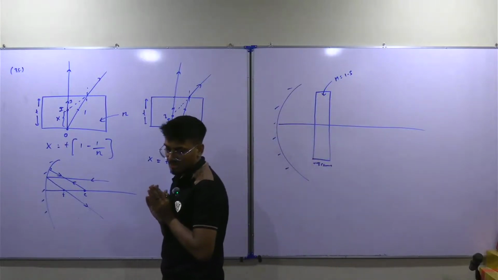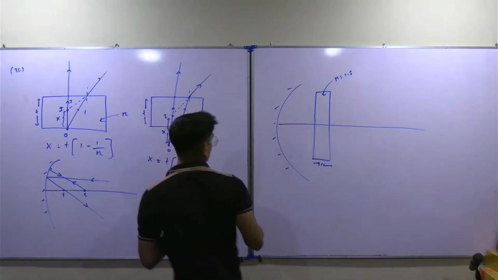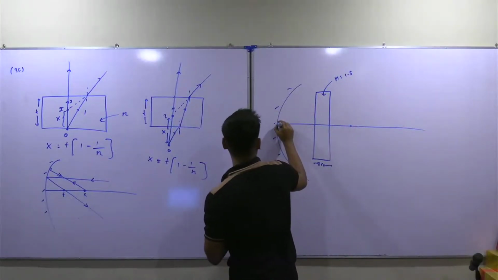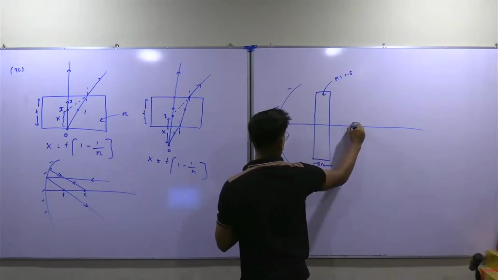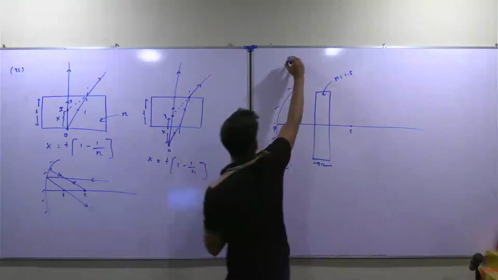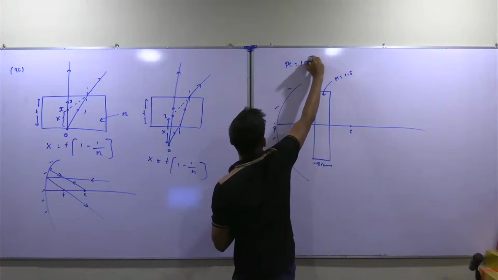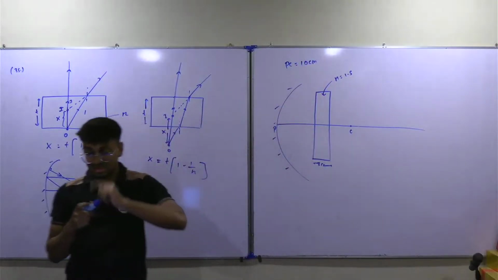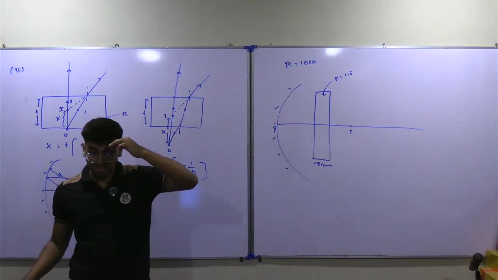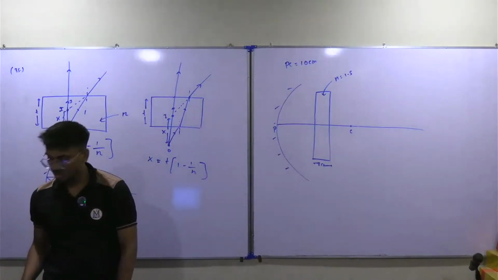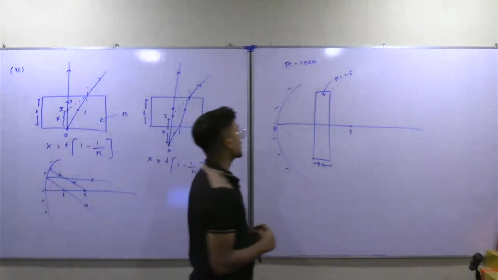Now they have mentioned that the center of curvature C is somewhere there. And this point is P. Okay. This is C. They have given that PC distance is 10 centimeter. Radius of curvature is 10 centimeter. At what distance must an object be placed from the mirror so that the image coincides with the object? Now, the image coincides with the object.